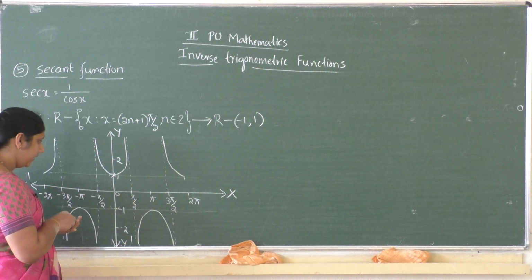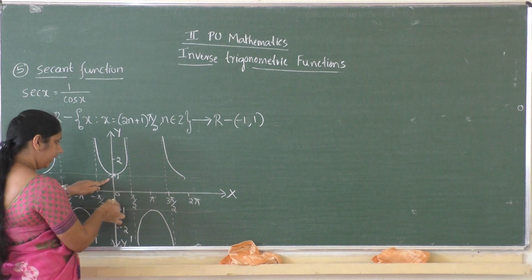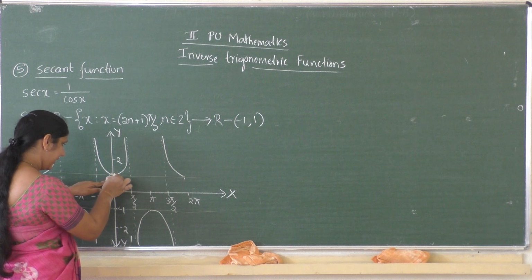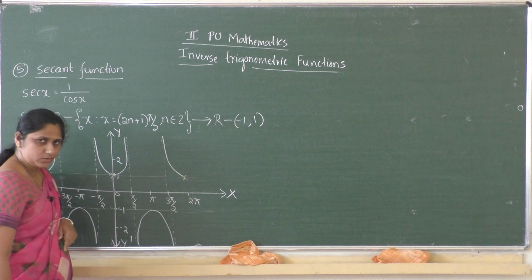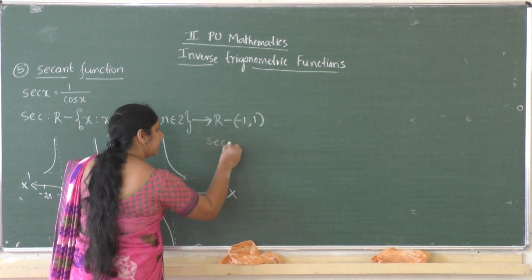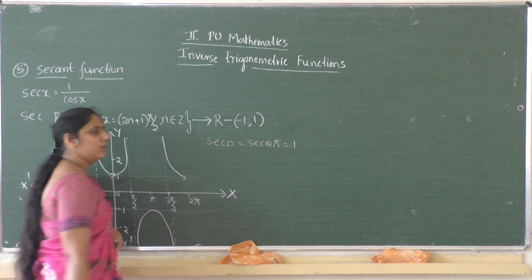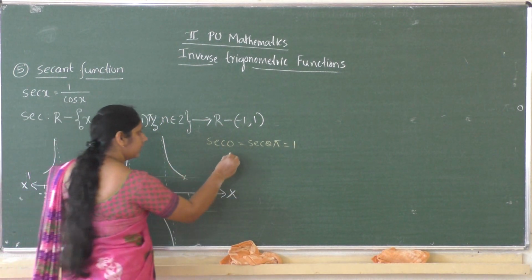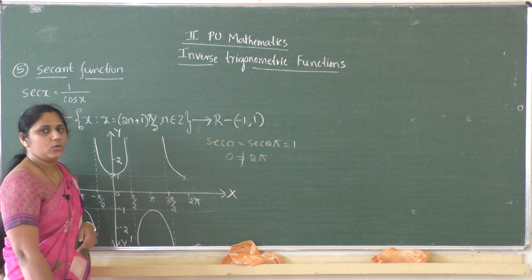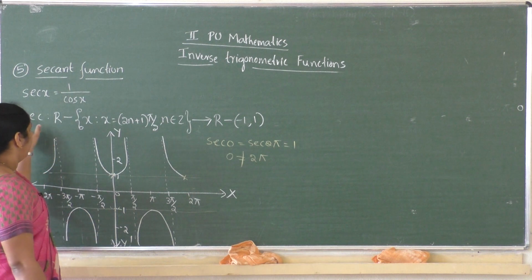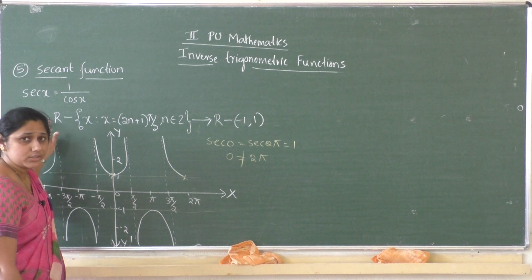Now we will check whether this function is 1-1 or not. In the graph, the value of sec 0 is 1. Similarly sec 2 pi is also 1, right? Here sec 0 equals sec 2 pi, both equal to 1, but is 0 equal to 2 pi? No. So since 0 is not equal to 2 pi, the sec function is not 1-1, hence the inverse of the sec function cannot be defined.